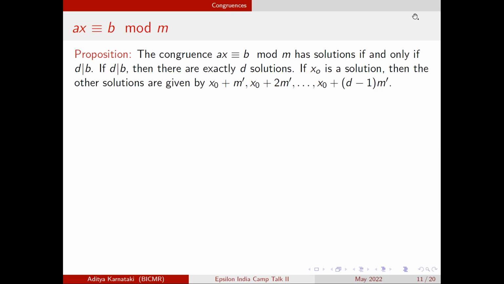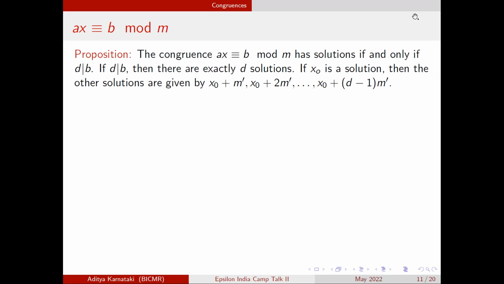And so let's see the proposition. The congruence AX congruent to B mod M has solutions if and only if D divides B. That's the first thing. If D does not divide B, then there are no solutions. And if D divides B, then there are exactly D solutions.